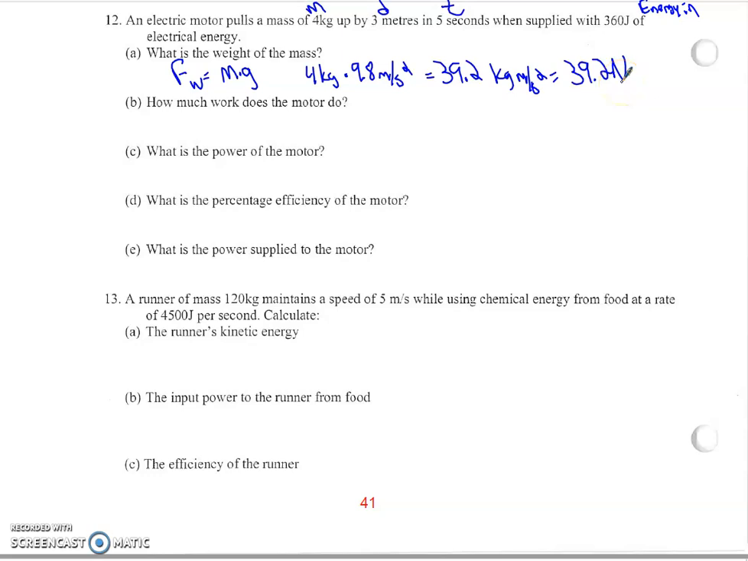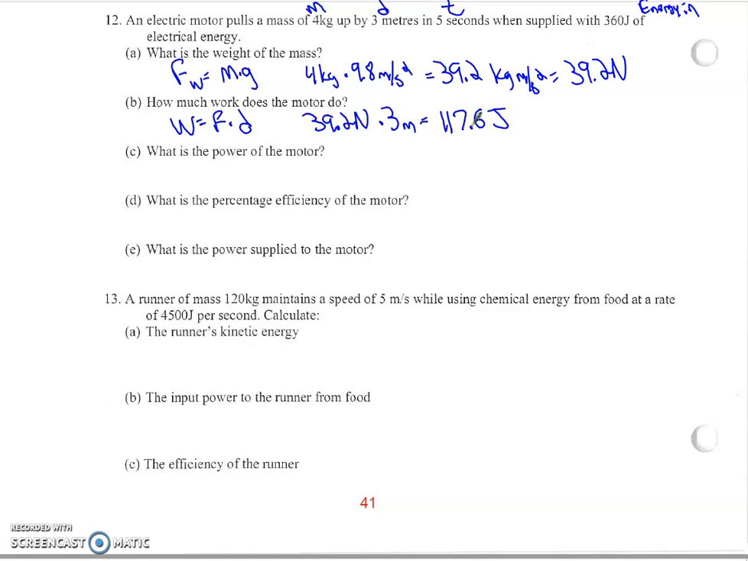Now, how much work does this motor do? Work is force times distance, and we just figured out the force, 39.2 newtons. The distance was 3 meters. So now you get the units of newton meters, which is the same as a joule, and when you do that multiplication, you get 117.6 joules.